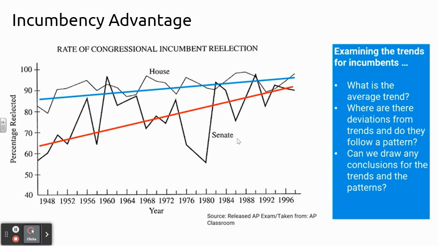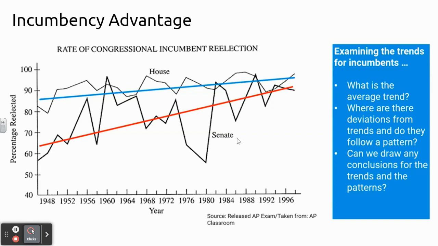So when we look at examining the trends for incumbents, what is that average trend? That's that red and blue line, right? At the end of the day, you have a gradual increase. As time has gone on, the likelihood of an incumbent being reelected has only increased over time. Now we've had some dips, and we'll talk about those in a second. So at the end of the day, this shows us that incumbents are more likely to get reelected. And you see the difference between the House and the Senate. Now it's relatively close.